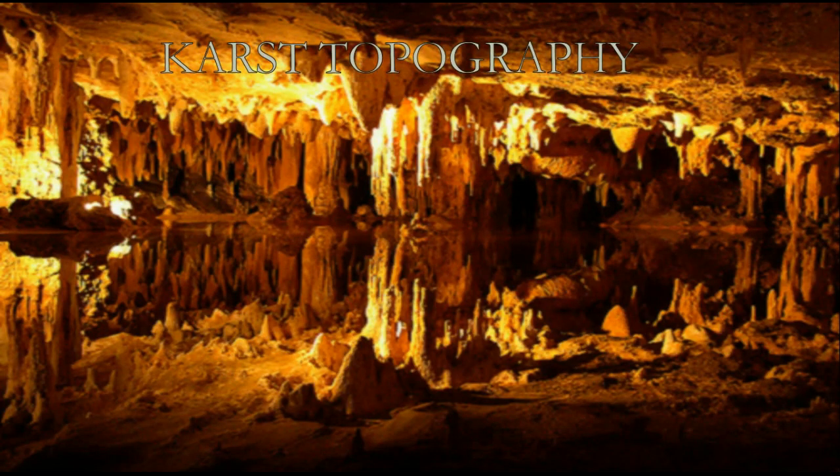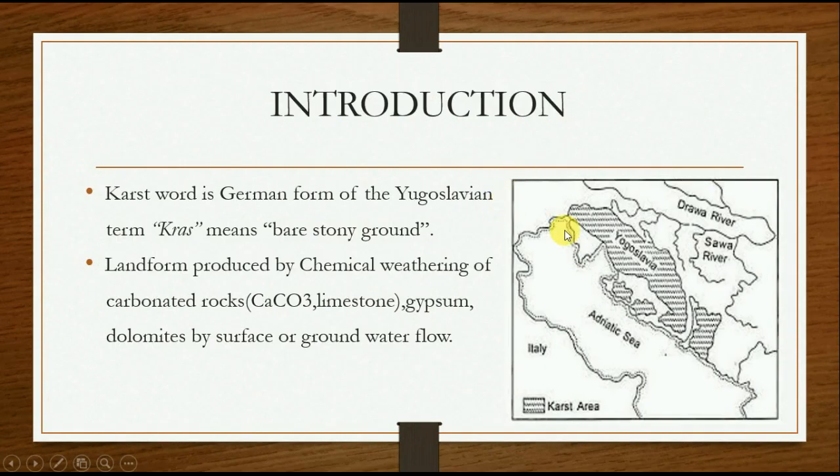In this video, we are going to talk about karst topography. Whenever we mention karst topography, let's find out what the words karst and topography mean. Karst is a German word derived from the Yugoslavian term kras, which means bare stony ground. The word is given after the special feature found in this region of Yugoslavia.